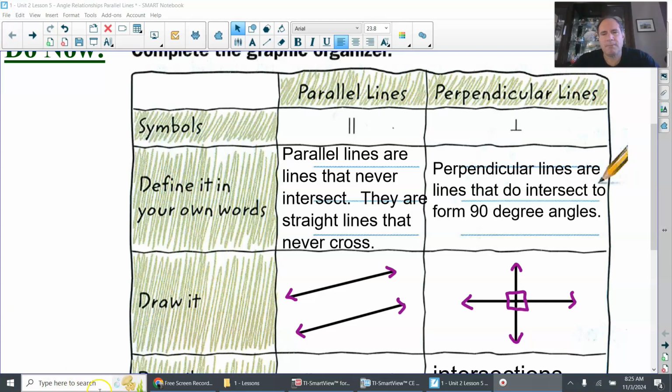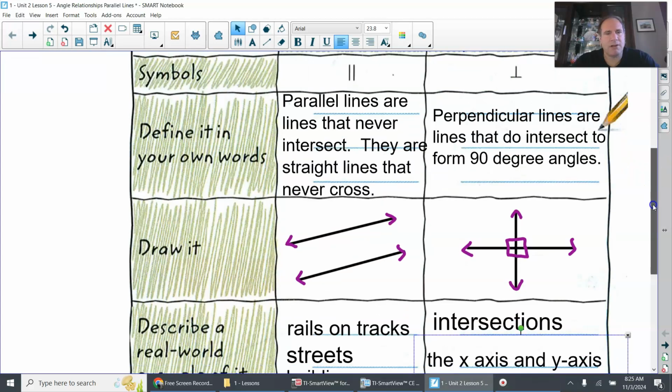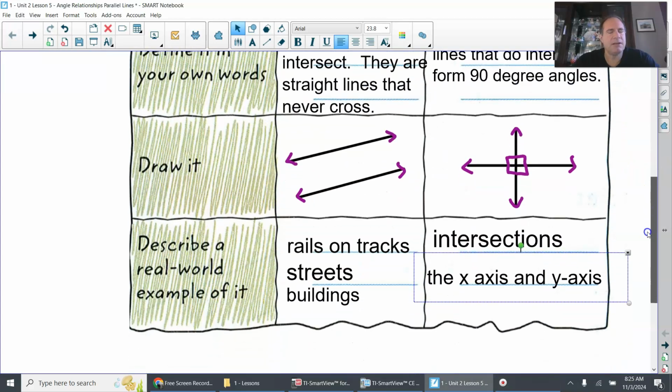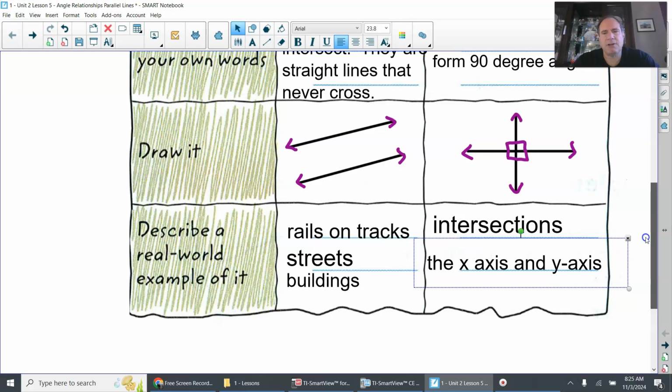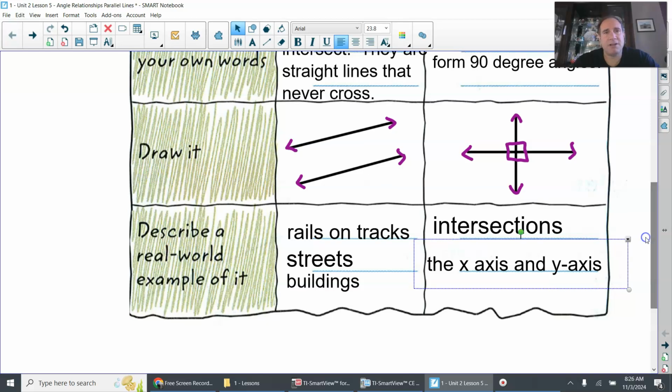When we draw parallel lines, it looks like these right here. They are straight lines that never cross, never intersect. And the perpendicular side, they basically look like an X and Y, like the axes. So if we have an X-axis and a Y-axis and they cross, they form 90-degree angles.